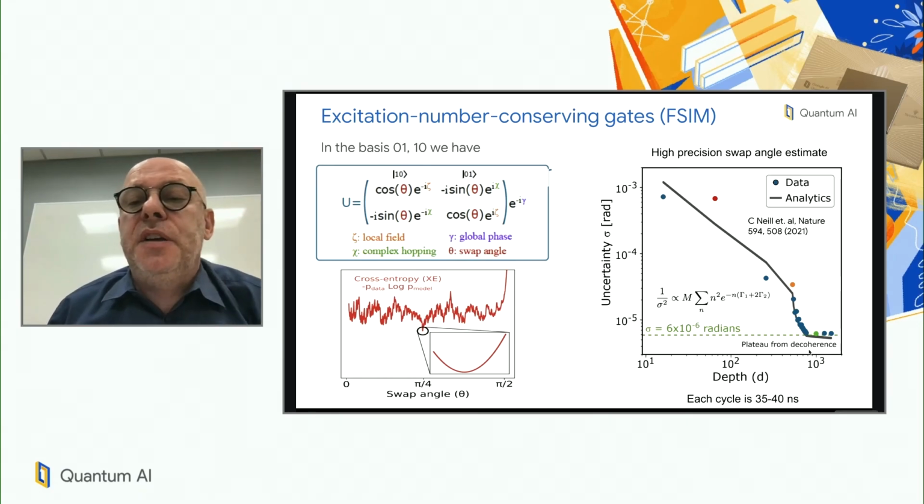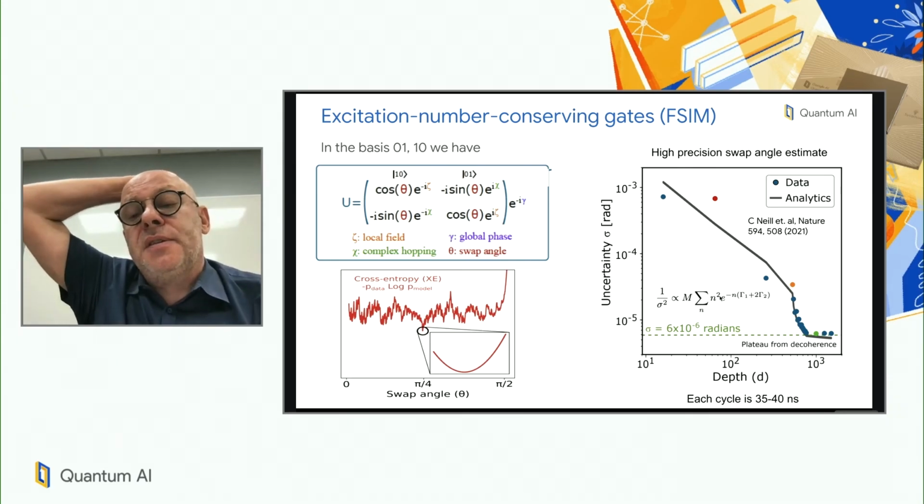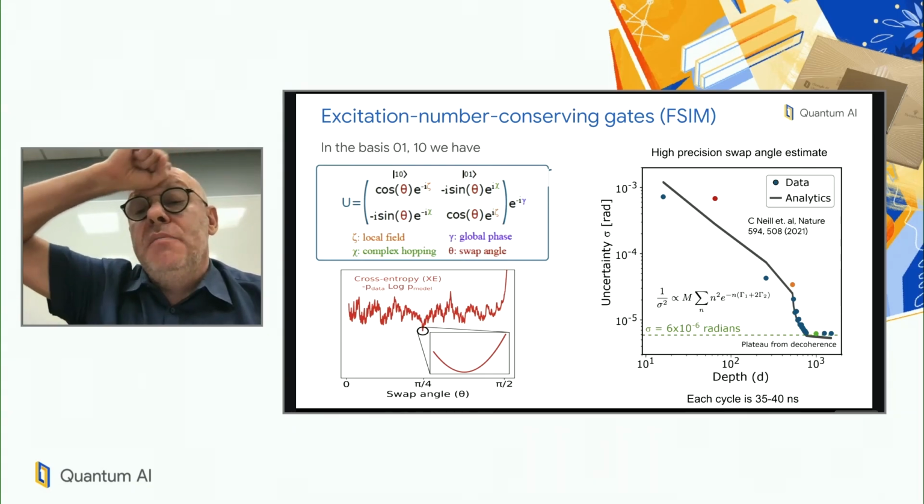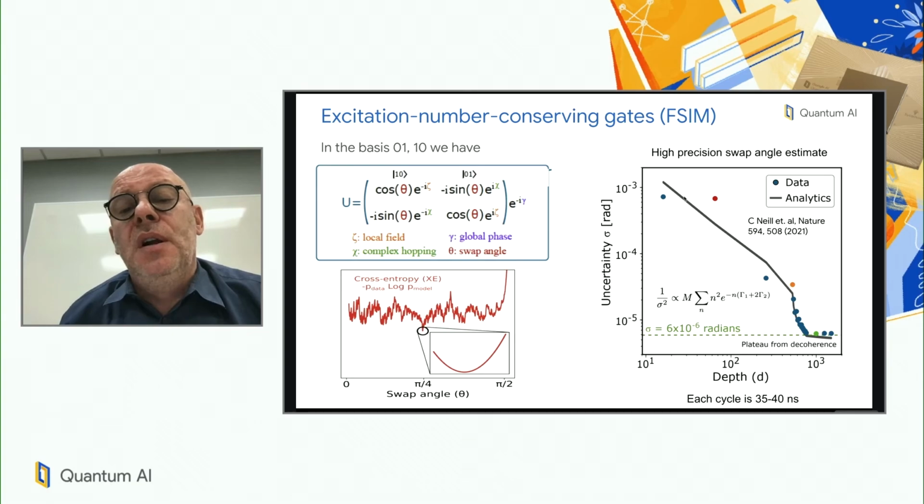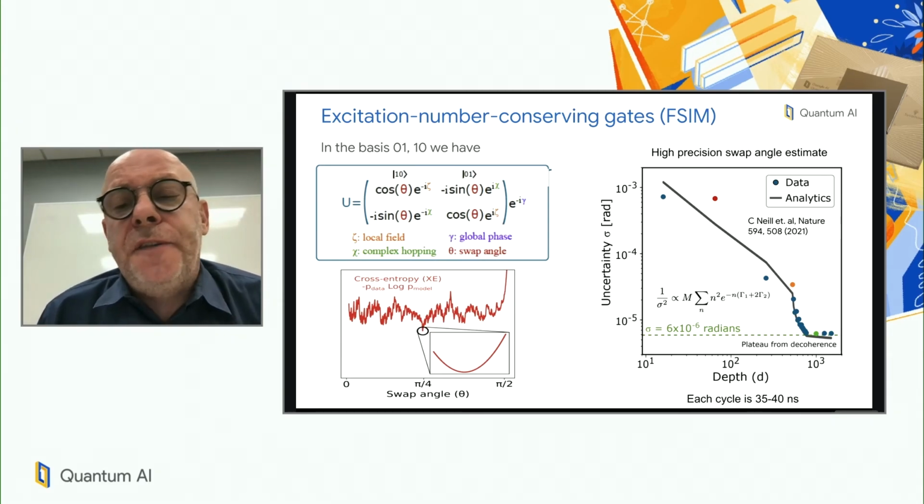Here I show an example of how the standard deviation of a swap angle depends on the circuit depth. Initially it decreases; in this formula, I describe inverse variance. So inverse variance increases quadratically with the circuit depth, n. But then it begins to saturate because decoherence begins to play a role. So if you look at the total standard deviation, it decreases linearly with the circuit depth, and then it saturates. At saturation, we were able to reach values routinely of about 5 times 10 to the minus 6 of a radian.